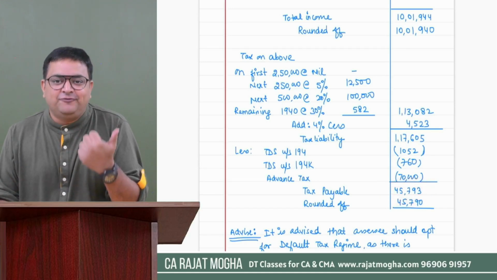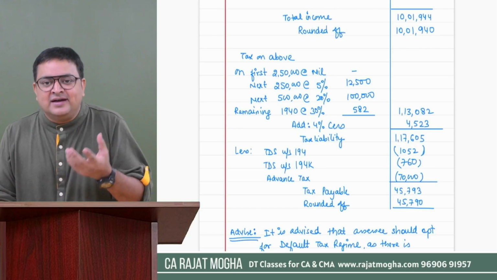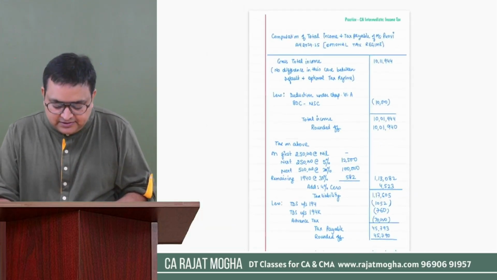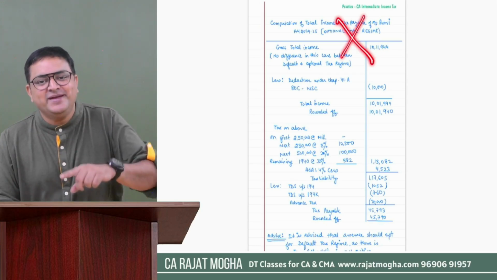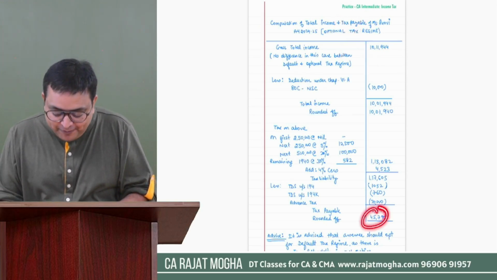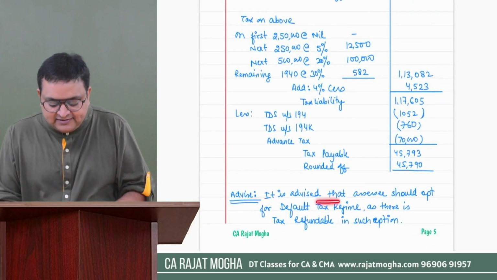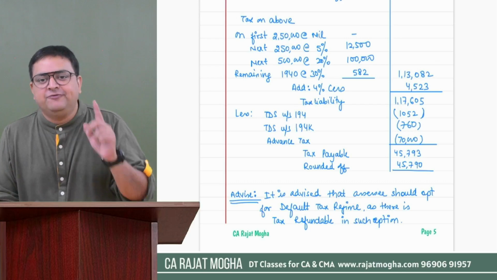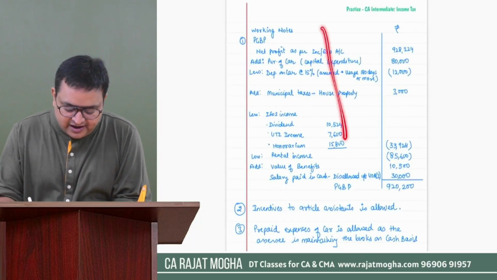And in the default regime, it was tax refundable. So you understand that the optimum regime would not be the optional regime. It should be the default tax regime, because there we are getting some amount back, and here we have to pay 45,000 rupees. So I have given it as advice that it is advised that the assessee should opt for the default tax regime, right? And there are notes which I have mentioned over here.